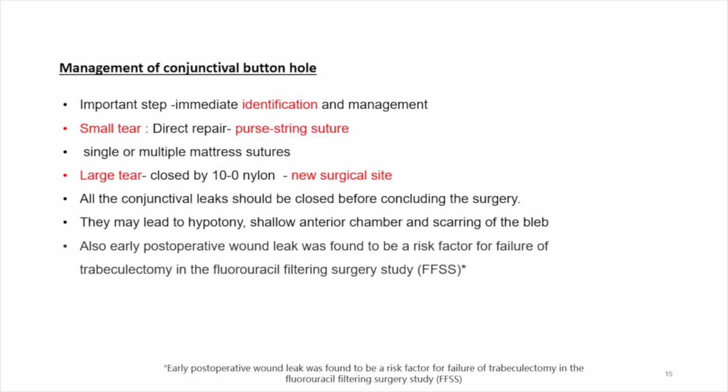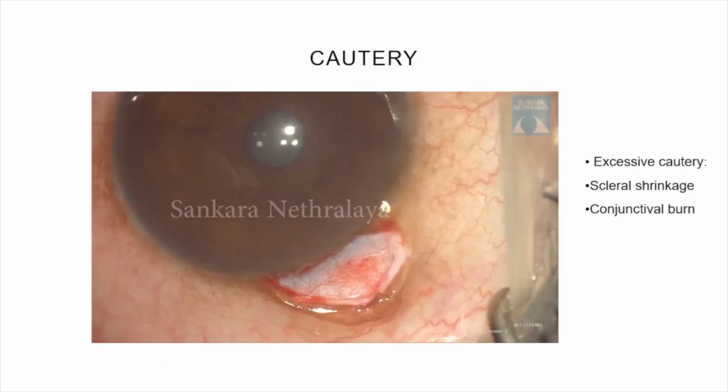If not noticed, a conjunctival buttonhole can present as an early postoperative wound leak, and may lead to hypotony, shallow anterior chamber, and scarring of the bleb. Also, an early postoperative wound leak was found to be a risk factor for failure of trabeculectomy in the FFSS study. The next step is cautery.